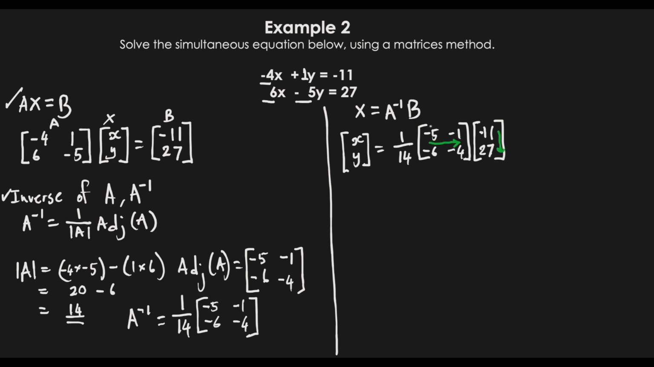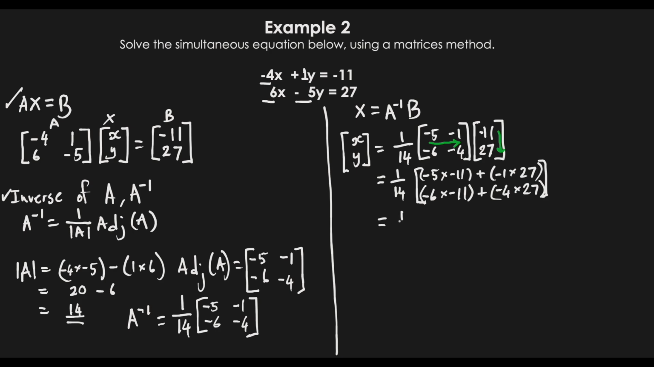So therefore, I'll have negative 5 times negative 11, and I'll be adding that to negative 1 times 27. Next phase, negative 6 times negative 11. Notice how I'm moving across for this, but coming down for this. And I'm going to add that to negative 4 times 27.